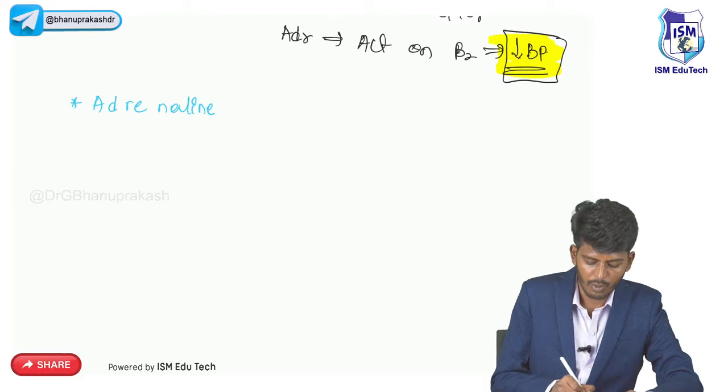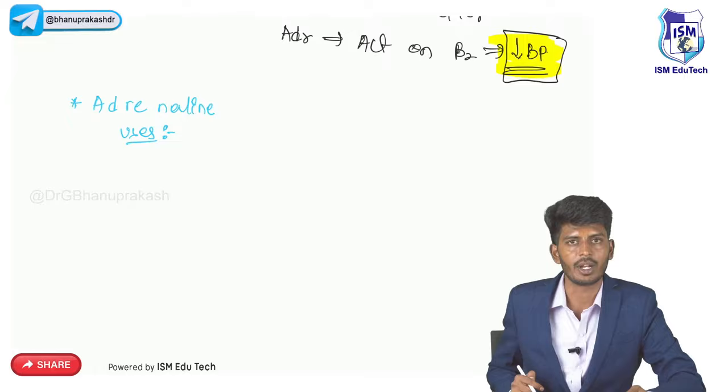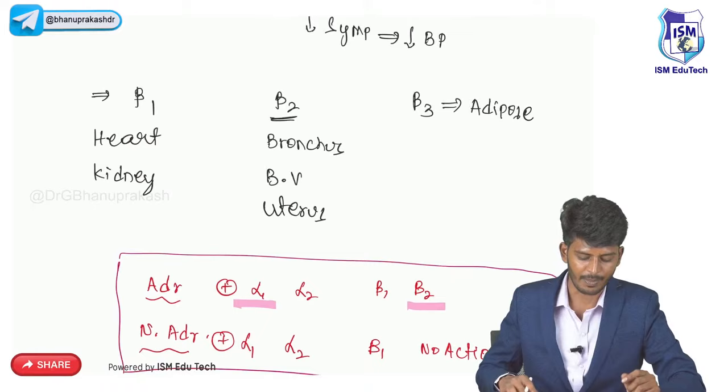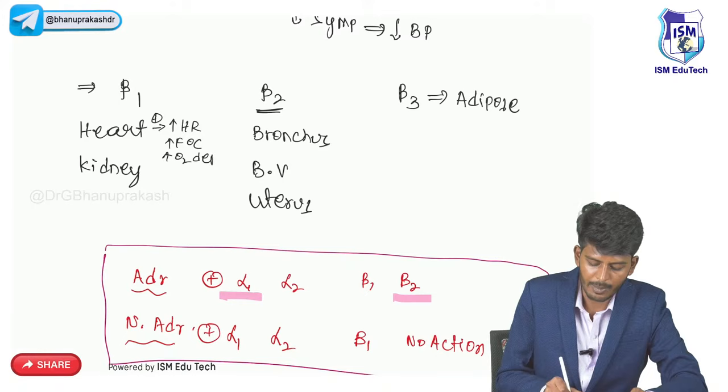Now, what are the uses of adrenaline? Adrenaline directly goes to the alpha receptor. If alpha receptors are directly stimulated, what will happen? If beta receptors are directly stimulated, what will happen? For that purpose, let's go back and learn about the effects of each receptor. In the alpha we studied, but in the beta, look here, in the heart, if beta 1 is stimulated, it will increase the heart rate, increase the force of contraction, and also increase the O2 requirement to demand, as we discussed.